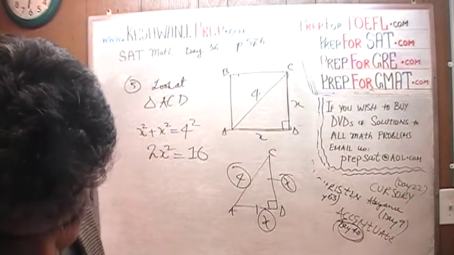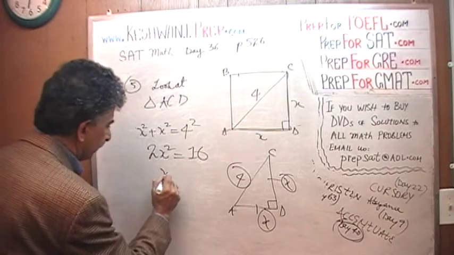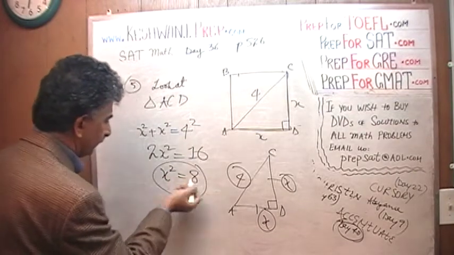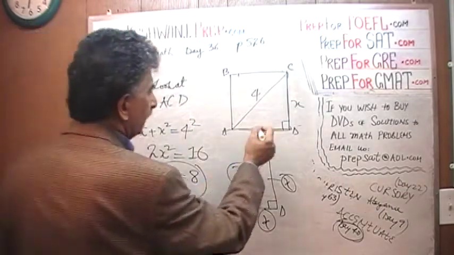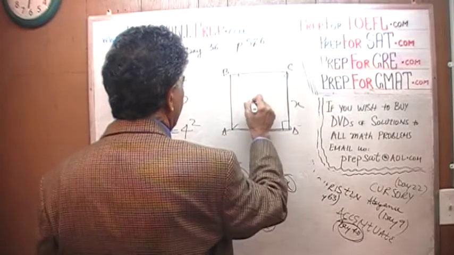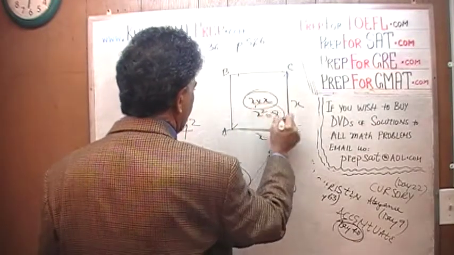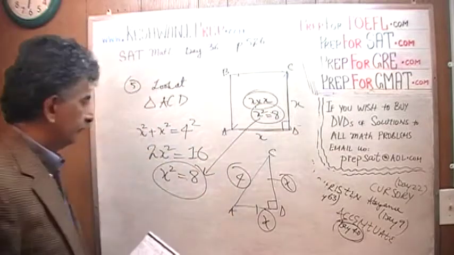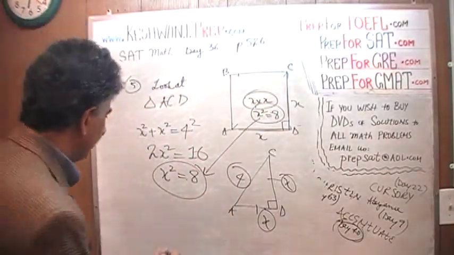I get quite philosophical sometimes. Divide both sides by 2 and x squared equals 8. There you go, that's your area of the square. We don't have to do anything more because the area of the square is x times x, which is x squared, which we just found out is 8. That's it, we're done. The answer is 8, which is letter A.